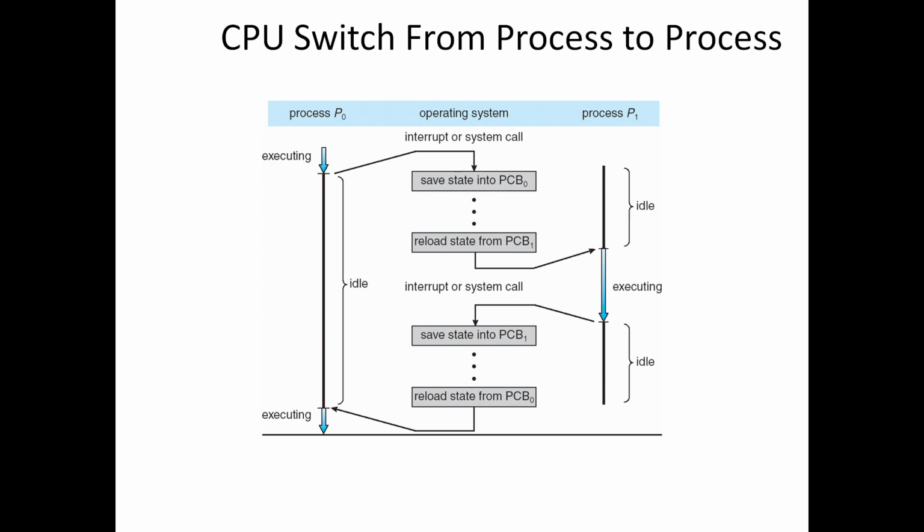This shows how the CPU switches from process to process. We have only a single CPU available. Here we have two processes, P0 and P1. When it is executing process P0, P1 is idle. Whenever an interrupt or system call occurs, it saves the state into PCB0. This is the process control block for the process P0. During this time, process P1 is idle. Then when executing PCB1, it reloads the state from PCB1. Now when any interrupt occurs, it will again start executing it.